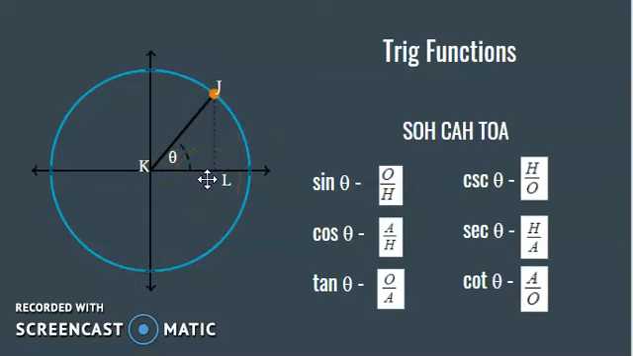Now there are three more trig functions: cosecant, secant, and cotangent. Now these three functions are the inverse of the three main sine, cosine, and tangent. Cosecant is the inverse of sine, which is hypotenuse over opposite. Secant is the inverse of cosine, which is hypotenuse over adjacent. And cotangent is the inverse of tan, being adjacent over opposite.